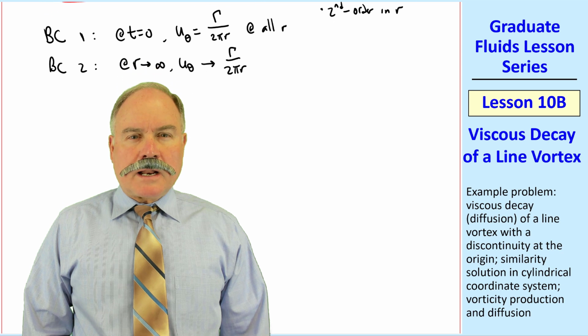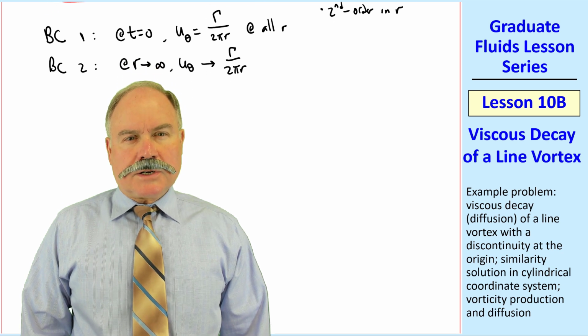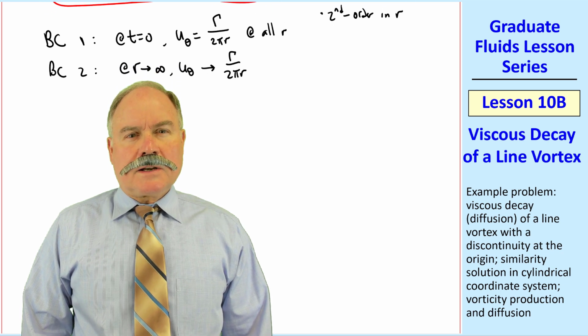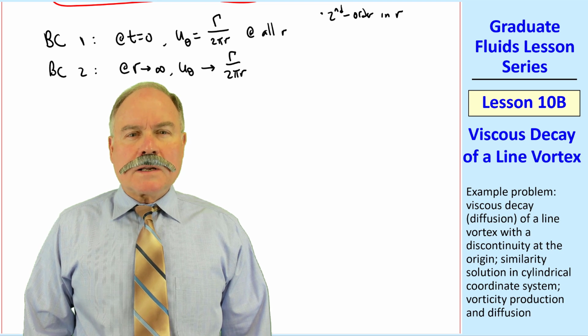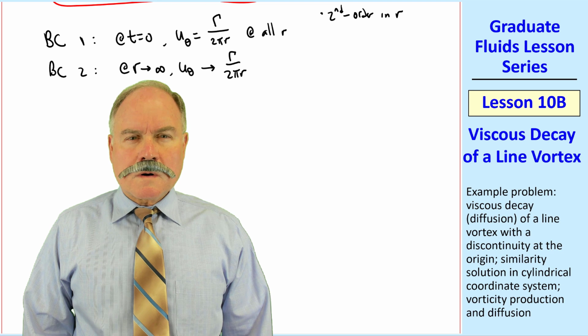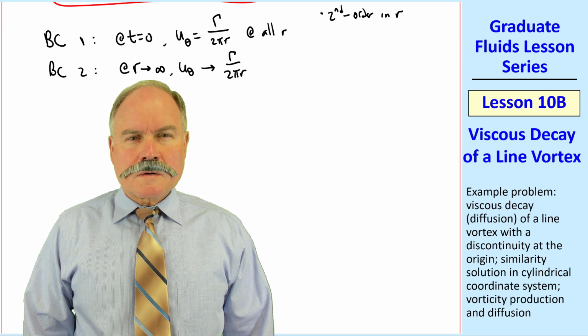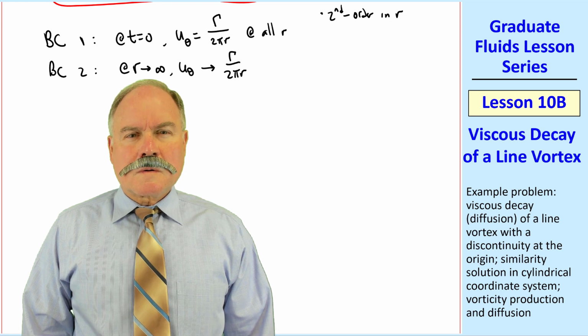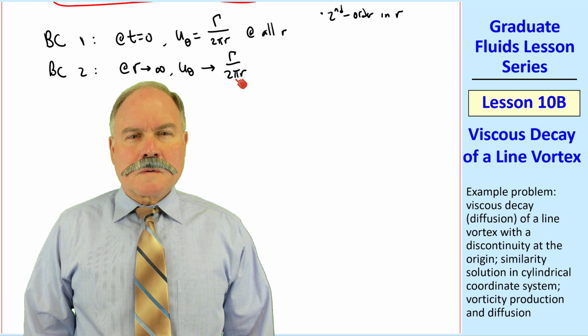Sir, I would not have specified that boundary condition. I would have specified u theta goes to 0 as r goes to infinity. So why did you specify gamma over 2 pi r instead of 0? Great question, Sean. The answer is that your boundary condition would work, but you would need to use L'Hopital's rule to generate our similarity boundary condition later. This boundary condition is much simpler to apply.